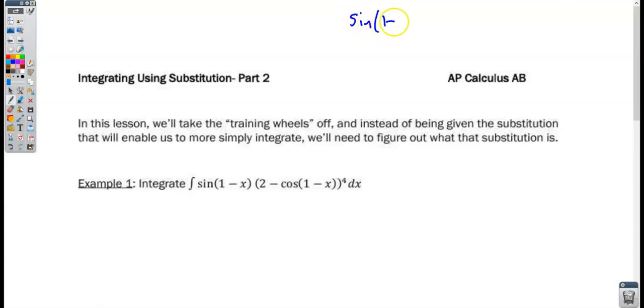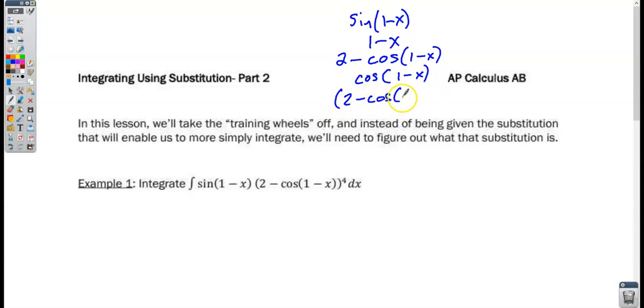I could choose the sine of 1 minus x. I could choose just the quantity 1 minus x. I could choose the quantity 2 minus the cosine of the quantity 1 minus x. I could choose the cosine of the quantity 1 minus x. Let's see, what else could I choose? I could choose the quantity 2 minus the cosine of the quantity 1 minus x, all that raised to the 4th power. I think I've got pretty much everything that anybody might want to choose as far as a substitution here.